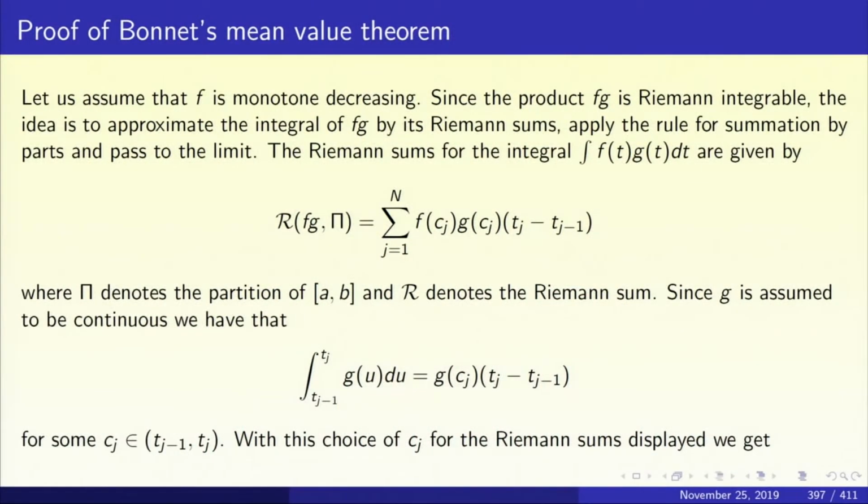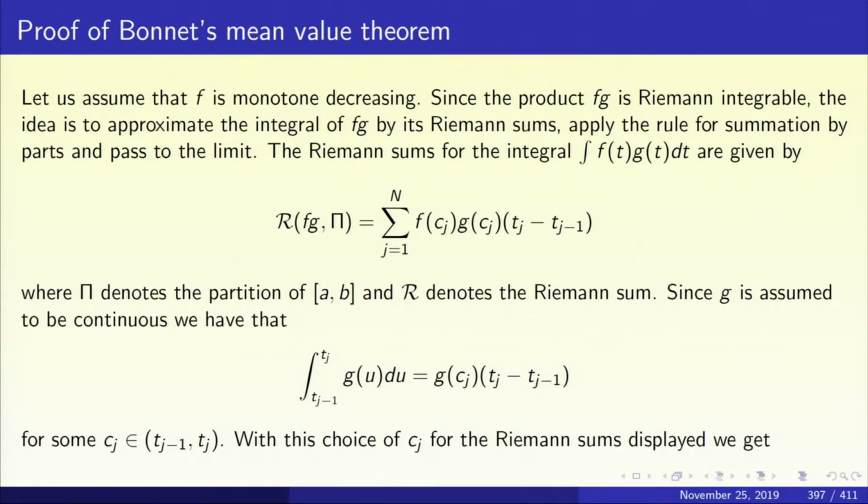So let us continue with the proof of Bonnet's mean value theorem for integral calculus. We have this Riemann sum R(f,g,π) equal to summation j from 1 to n of f(c_j) g(c_j) (t_j minus t_{j-1}). This Riemann sum will approximate the integral from a to b of f(t) g(t) dt.